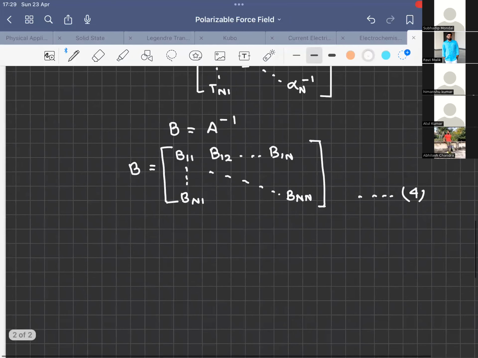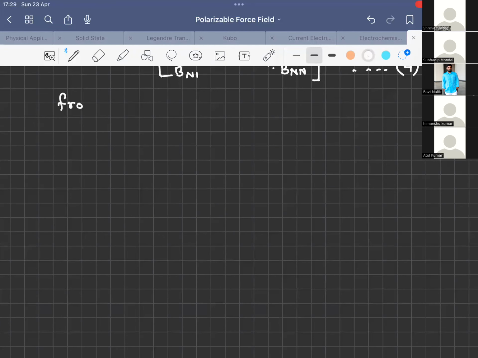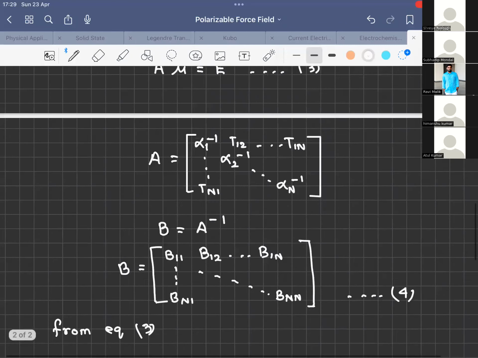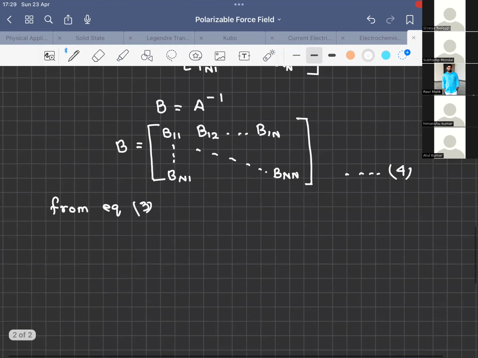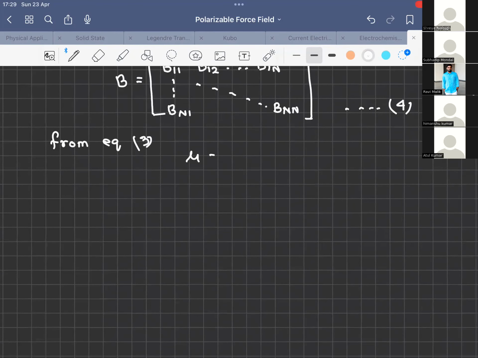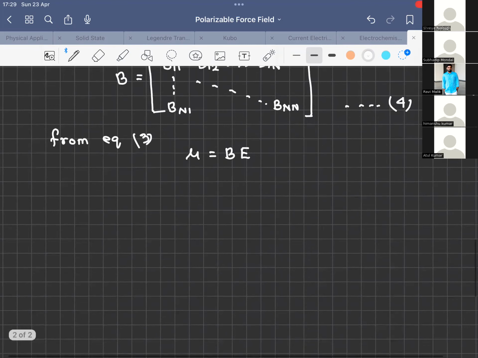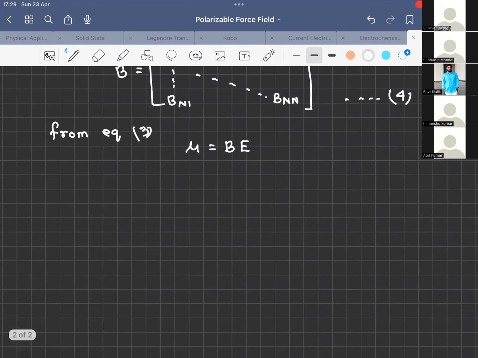So from this equation 3, equation 3 is A mu equal to E. So from this equation, we can write that mu equal to B into E, because B is the inverse, so we can write mu as B into E. So these are the matrices.